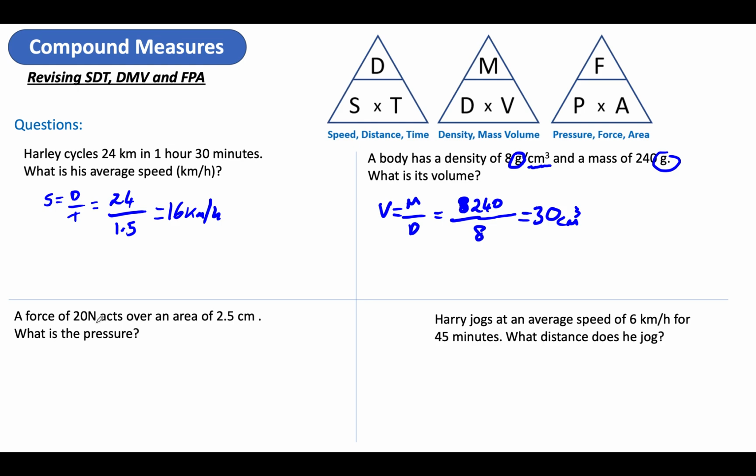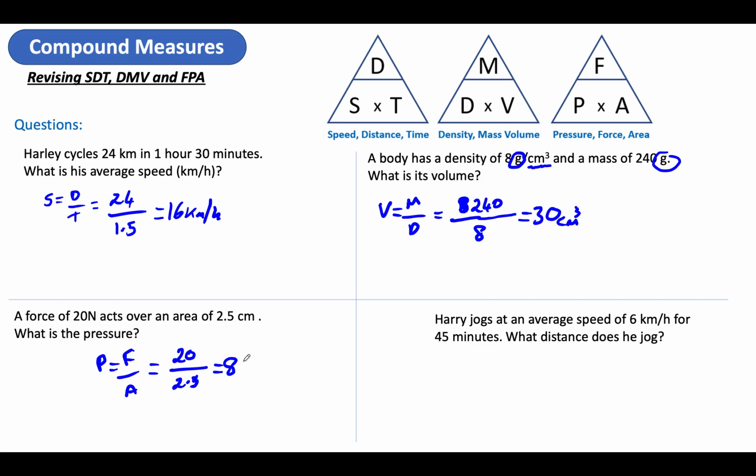A force of 20 newtons acts, that means it happens, over an area of 2.5 centimeters. What is the pressure? Pressure is force over area. That's what I can see up here, force over area. My force is 20 newtons. My area is 2.5 centimeters. So let's do it. 20 divided by 2.5. A bit more straightforward, this question. And it's 8.